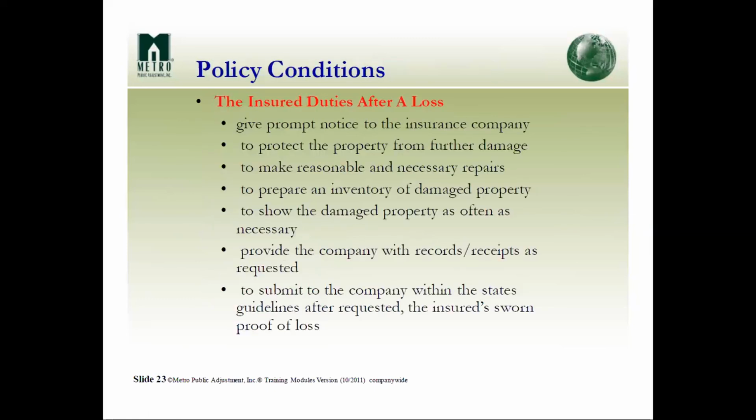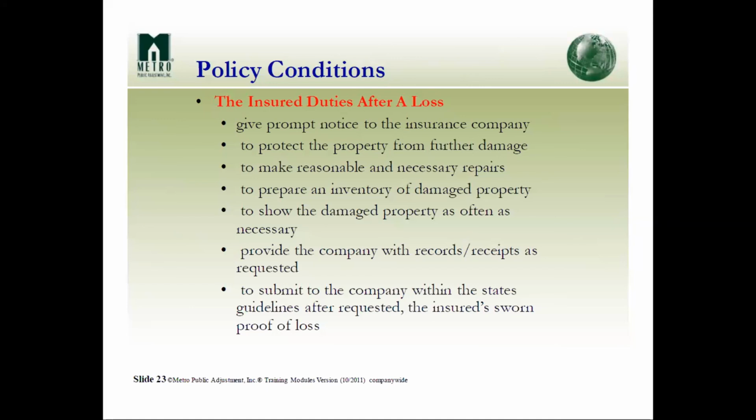Policy conditions require that the insured do certain things. One of them is to give prompt notice. And that is subject to interpretation as to what prompt means. But at Metro, we don't deal with losses that are over a year old, typically, because that is not dealing with prompt notice. And oftentimes, certain damage will not be insurable either, and it'll end up being wear and tear because prompt notice was not given.